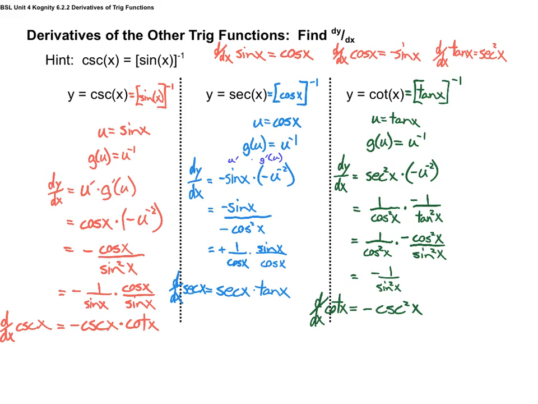Does anyone see any patterns with the 6 of these? All 3 of these, we basically used the same process, the same equation. But look at the results here. Derivative of sine is cosine, derivative of cosine is negative sine, derivative of tangent is secant squared. Derivative of cosecant is negative cosecant cotangent. Derivative of secant is secant tangent. And derivative of cotangent is negative cosecant squared.